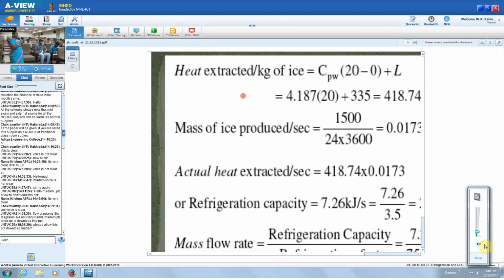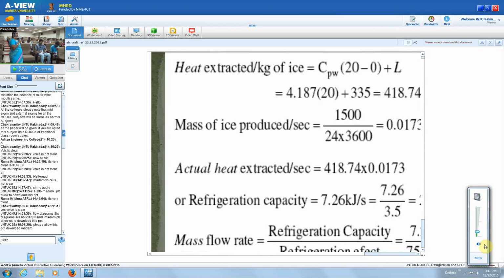Then to find out the mass flow rate. What is the total heat to be extracted, and what is the actual heat extracted per second per kg? First find that out, then per second, and then you can find out the refrigeration capacity. So find the heat extracted per kg of ice.